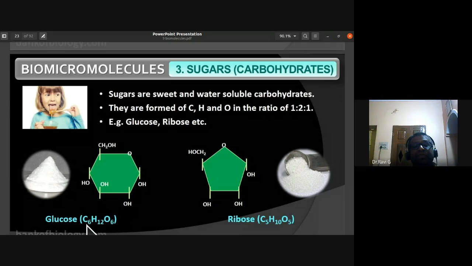So carbon, hydrogen, and oxygen are in the ratio of 1:2:1. Ribose sugar is also a simple sugar carbohydrate, again made up of C5H10O5. C5H10O5 is the formula of ribose sugar. So these are the examples for sugars or carbohydrates.